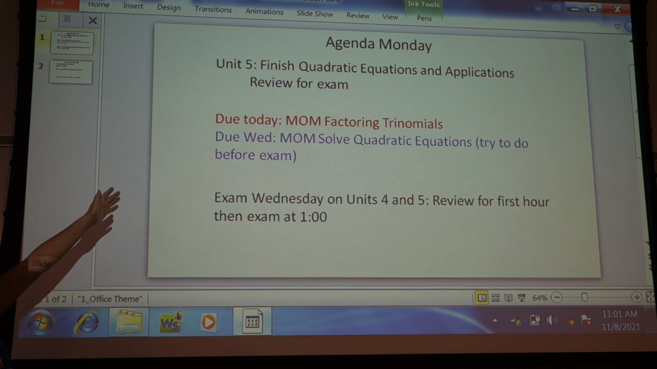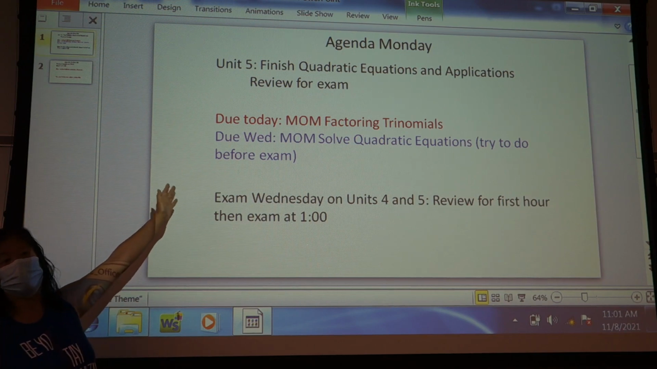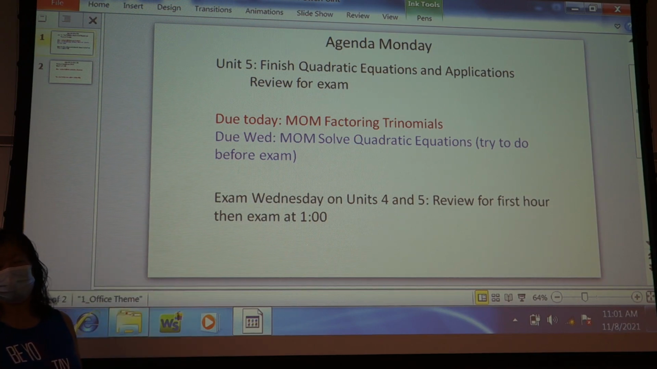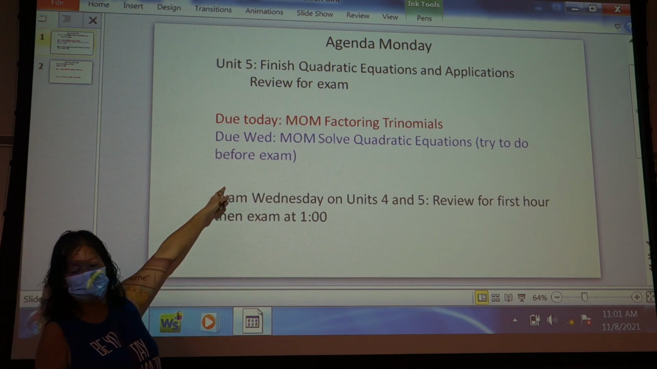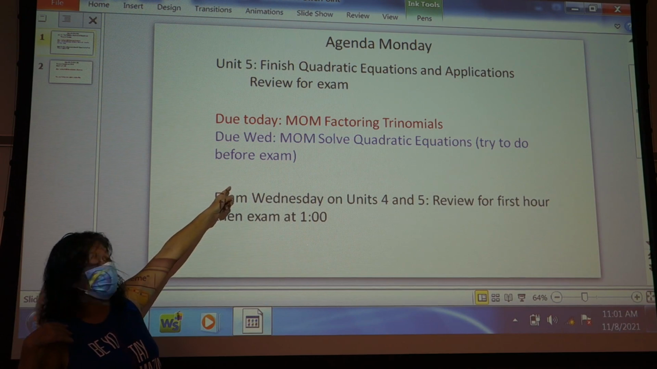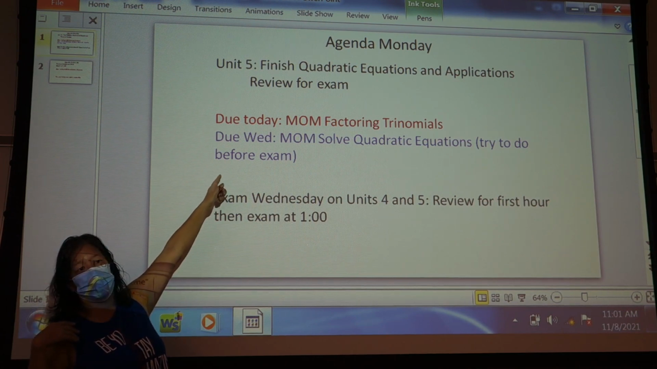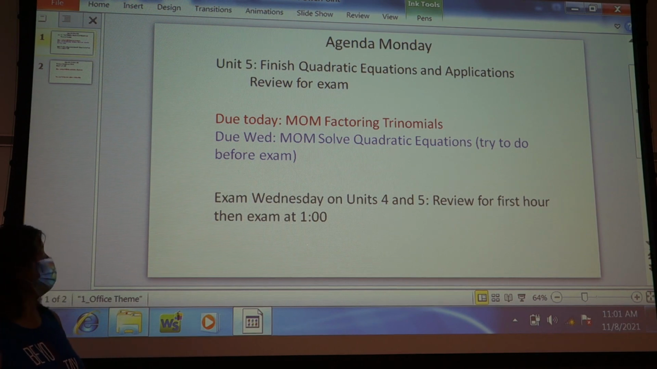Today you have the factoring trinomials due today. And then you really should try to get the one that's due on Wednesday. Try to get that done tomorrow because the exam's on Wednesday, and that will help you a lot. Four or five problems from that will be on the exam. So you want to make sure that you get to that one.